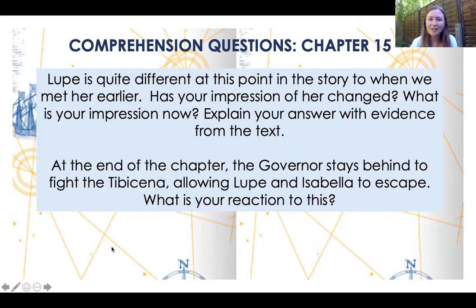If your impression hasn't changed of her, I would like you to think about what she was like at the beginning and what she's like now, because there is a significant difference in her behaviour. At the end of the chapter, the governor stays behind to fight the Tibicena, allowing Lupe and Isabella to escape. What is your reaction to this? I was surprised that he did that. I wonder what you think about it and whether you think there's a reason. Explain your opinion, your reaction.